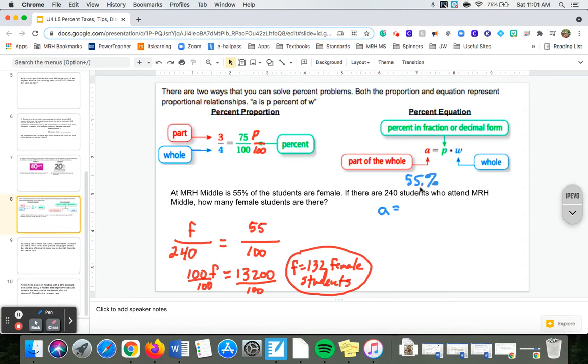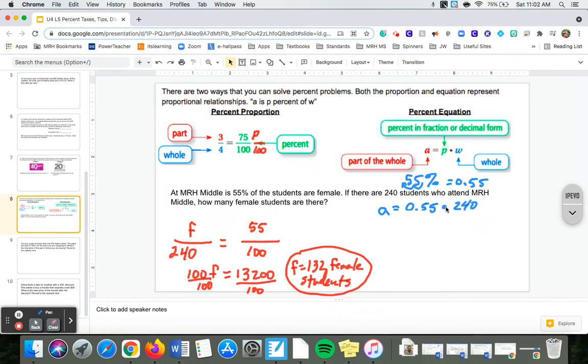We're just moving the decimal 1, 2 to the right to find out what it would be. So it would be 0.55 as a decimal. So 0 and 55 hundredths multiplied by the whole, which is 240. So now I just solved the equation.